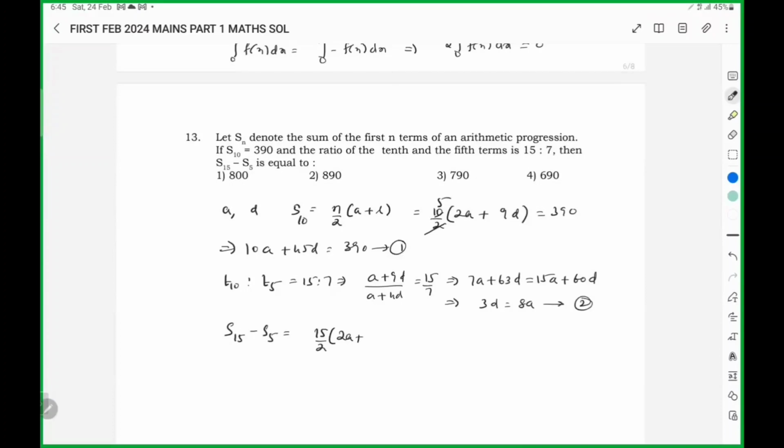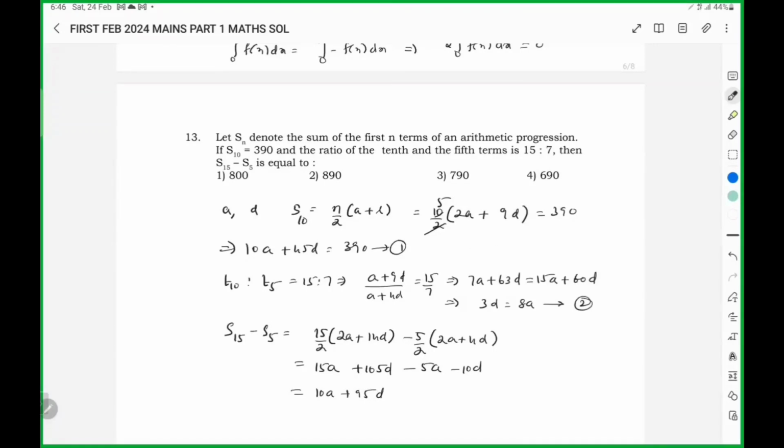So Sn is n by 2 into 2a plus n minus 1 into d. 5 by 2 into 2a plus 5 minus 1 into d. So here 15a plus 105d minus 5a plus 10d, that is 10a plus 95d.